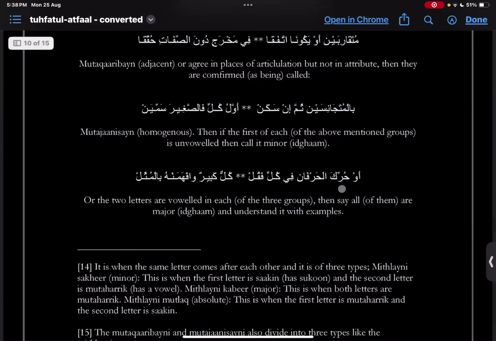أو حرك الحرفان في كل فكل كل كبير وافهمنه بالمثل. Or if the two letters of any of the pairs of the above three groups have a vowel, then we call them major idgham, kabir, idgham kabir, and understand it with examples. I've given you examples, and from the examples we've understood that they're not really merged into each other. They're actually two separate entities. We don't merge them into one letter. All right, I hope that helps.